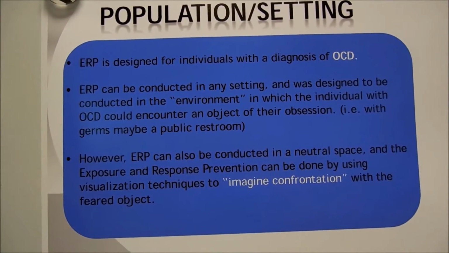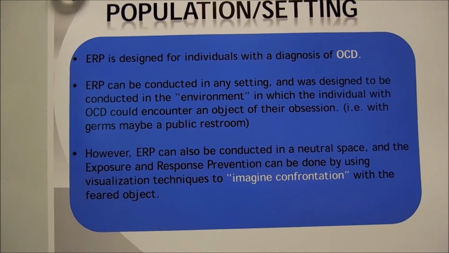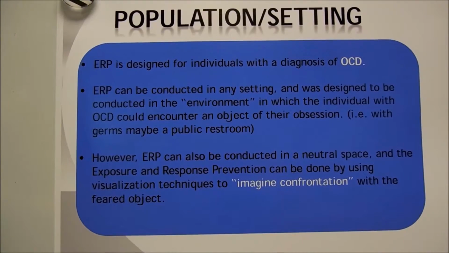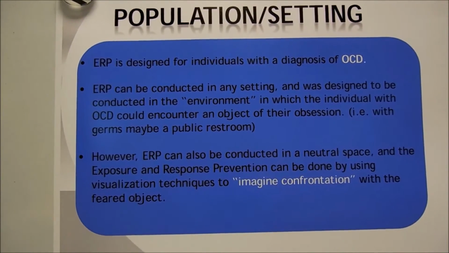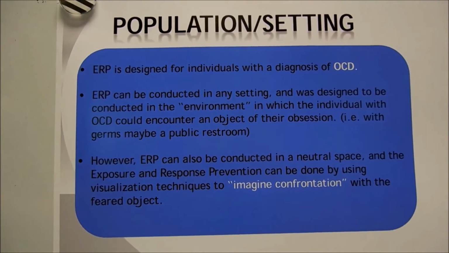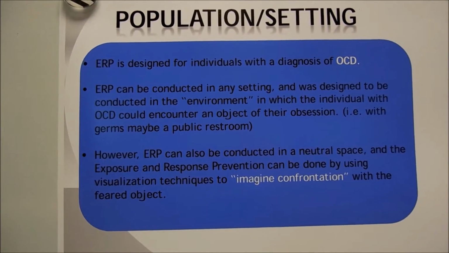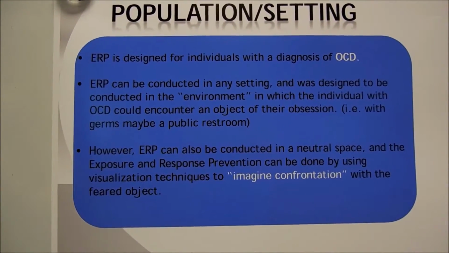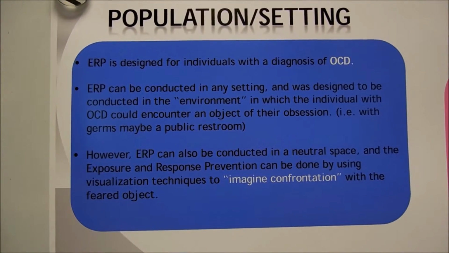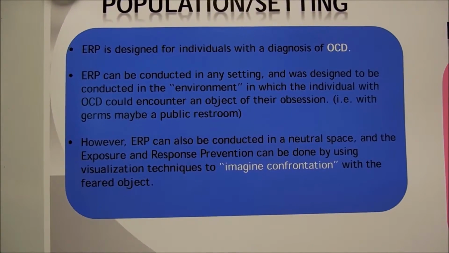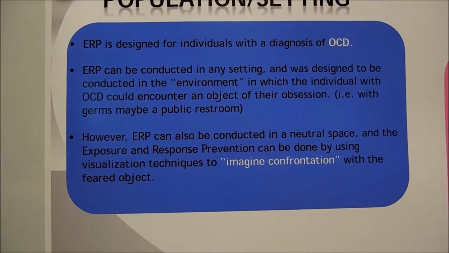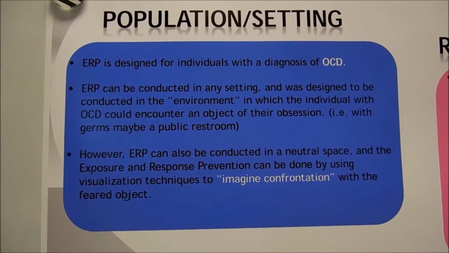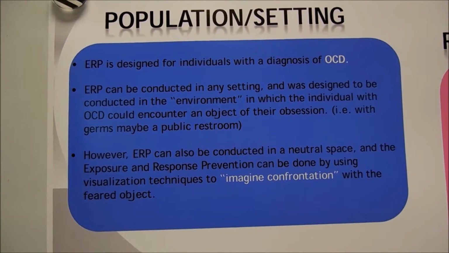ERP can be conducted in any setting and was designed to be conducted in the environment in which the individual with OCD could encounter an object of their obsession. For example, if somebody has an obsession with germs, maybe the ERP would be conducted in a public restroom. However, ERP can also be conducted in a neutral space, such as an office or a person's home. And the exposure and response prevention can be done using visualization techniques to imagine the confrontation with the feared object.